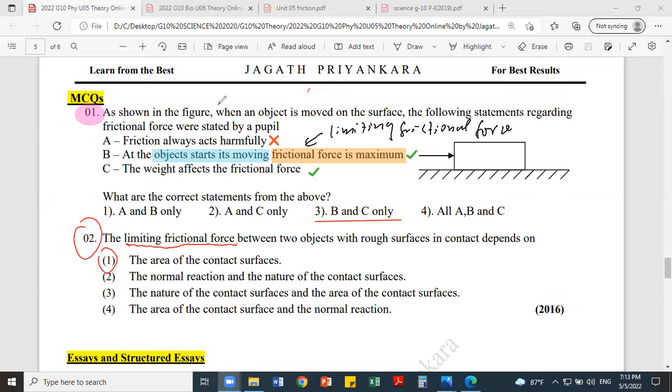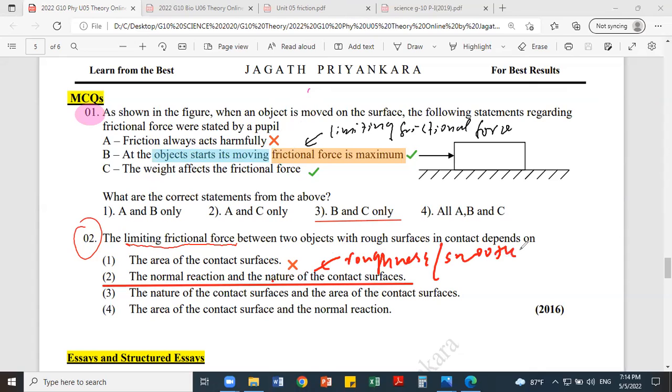No one. Okay, so I told you today, area does not affect the frictional force. Contact area does not affect the friction. I told you, you put the cover. That I can remember. So therefore the first one is wrong. The second one is correct. That's the answer: normal reaction and the nature of the contact surface. Nature means the nature of the contact surface, roughness or smoothness.